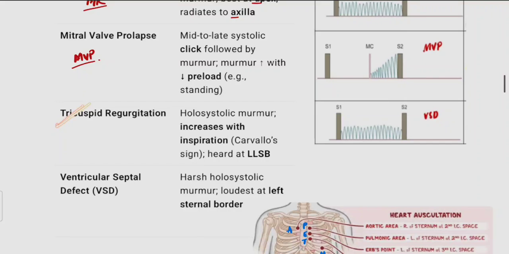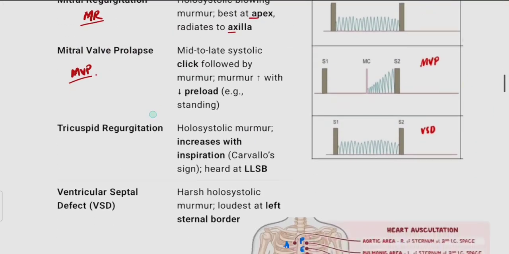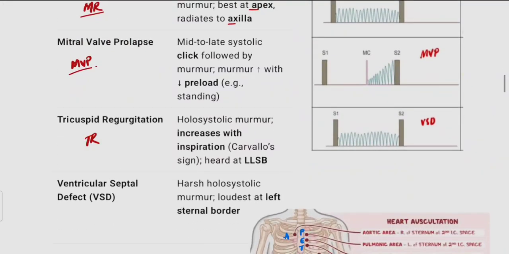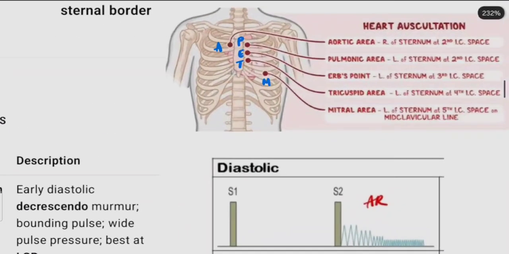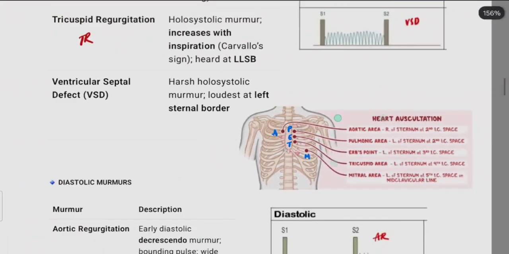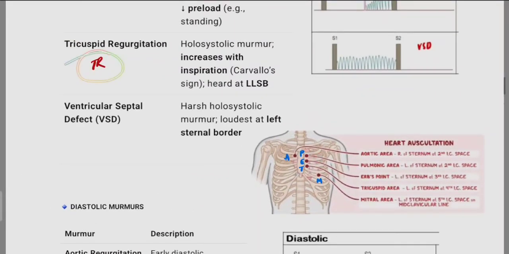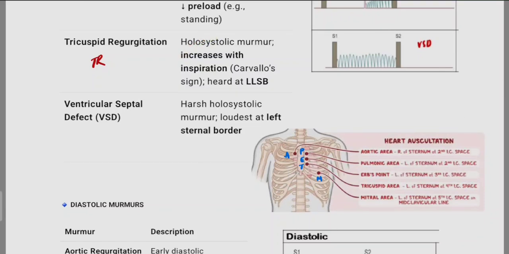Okay, next you have tricuspid regurgitation. Tricuspid is nothing but a sibling of MR, the same thing. So you will have the holosystolic murmur, which increases with inspiration. This is heard at the lower left sternal border, like we just saw, right? Tricuspid regurgitation, holosystolic murmur, same as MR. Also, during inspiration, the blood return increases, and that is why the murmur also increases, and that is called Carvallo's sign.